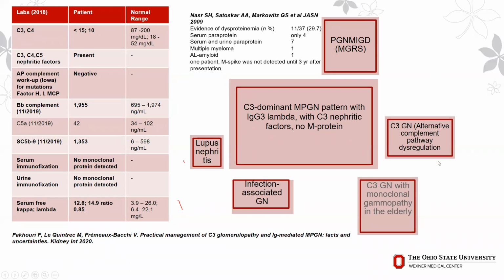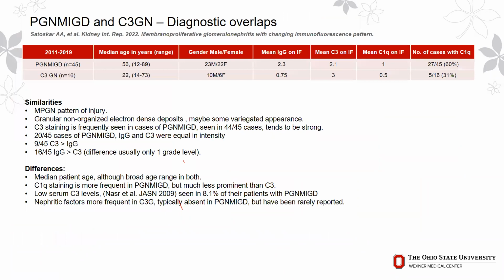It could be. C3GN with monoclonal gammopathy is usually described in elderly patients, so this was less likely. Our patient was very young. So either it is PGNMID or it is a C3GN with complement pathway dysregulation. At that time, I was quite confused. So what I did was pull out all the biopsies in our records that were diagnosed as PGNMID or C3GN, and I looked at them for similarities and differences to see why it is so confusing to differentiate these two.